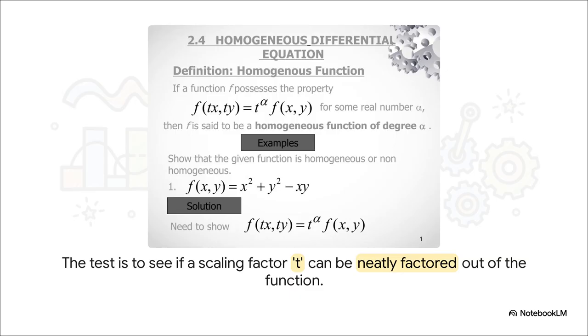Now, that probably sounds a little abstract, so let's make it way more concrete with a quick example. Okay, check out this function. F of x, y equals x squared plus y squared minus xy. Let's run the test. We're going to substitute tx for x and ty for y. What do we get? We get t squared x squared plus t squared y squared minus t squared xy. Now, do you see it? That t squared shows up in every single term. That means we can pull it right out front, leaving our original function perfectly intact. And that's the proof. This function is homogeneous of degree 2.